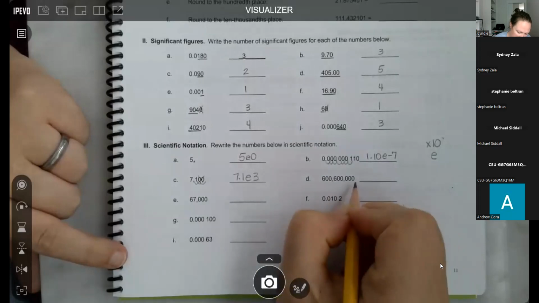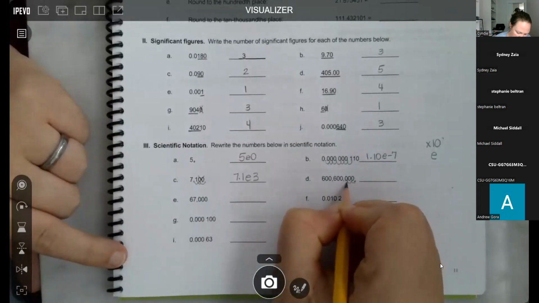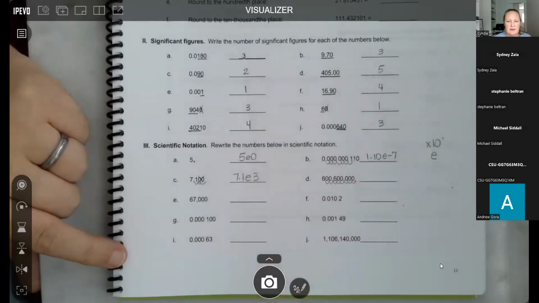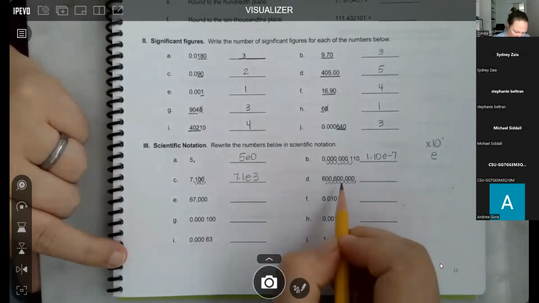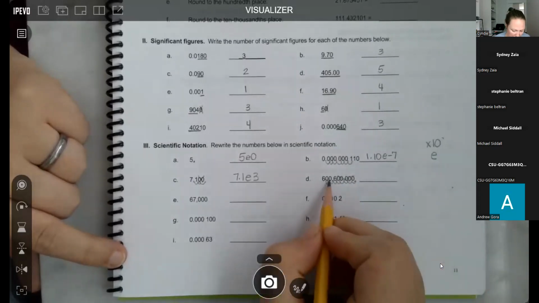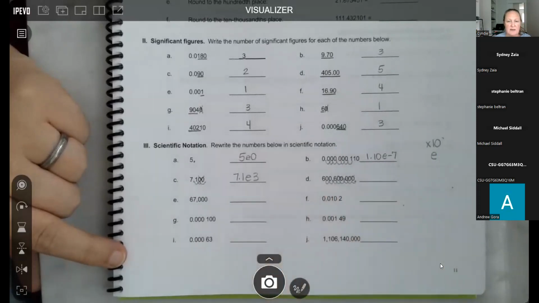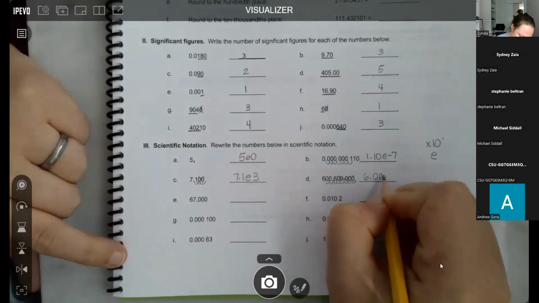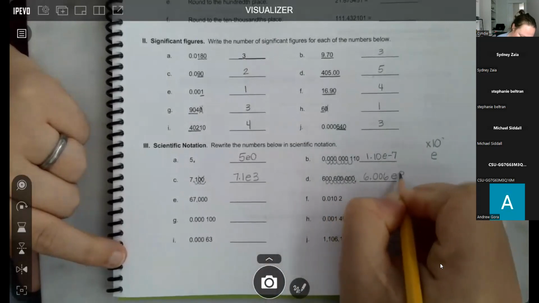When we move over here, we're going to have 1, 2, 3, 4, 5, 6, 7, 8. So this is a big number, so it's going to be 10 to the 8. Now remember, we're only going to copy out significant numbers. All of these trailing zeros are not significant, but we do count these two because they're in between two non-zero numbers. So we would write 6.006 e to the 8.